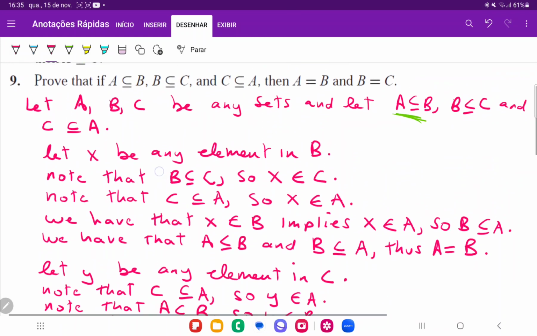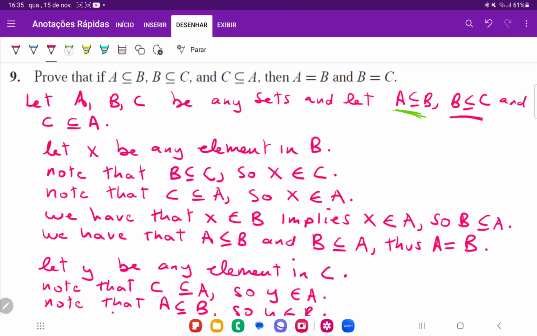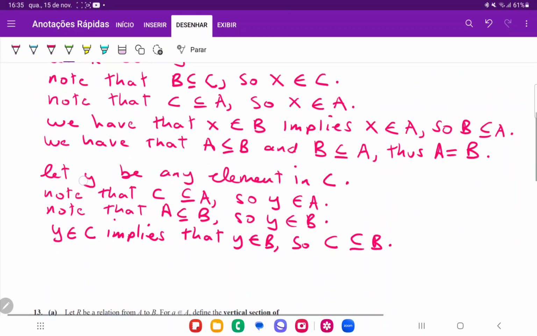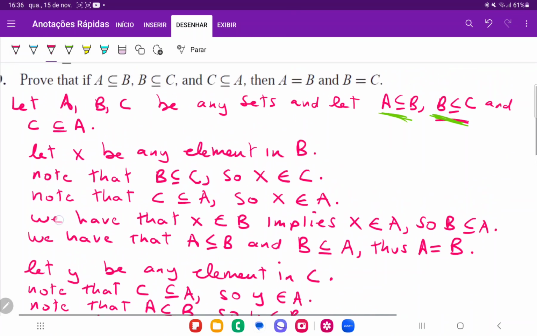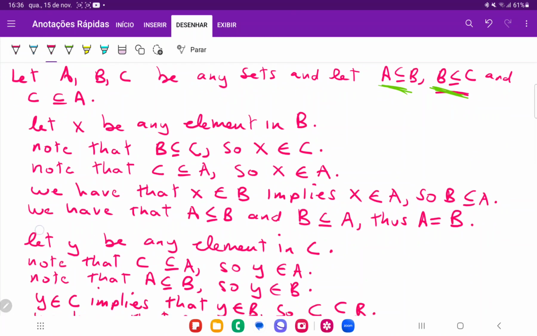And remember that we assumed that B was a subset of C, right? We assumed this. So we have that B is a subset of C, and we just showed that C is a subset of B, so C is equal to B. And we've shown that by a double inclusion. So that is it for item 9. We have proved the theorem.